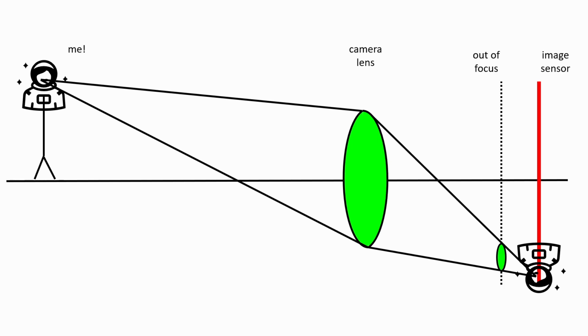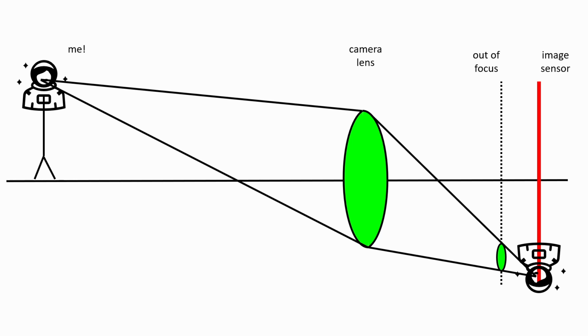Now, take a look at this image. If you move the lens or the person or the sensor to a different location, then the image doesn't come to a point on the sensor, and you have an out of focus area. And that appears as a circle, an out-of-focus circle. It's called a circle of confusion, but that's just a confusing term. So we'll just call it the out-of-focus circle.